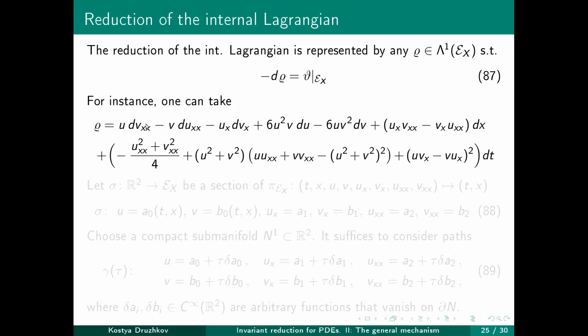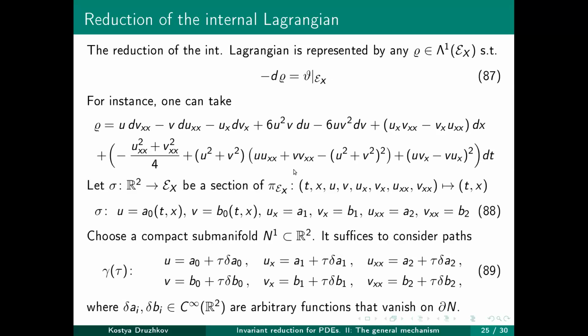And for instance, one can take this potential rho as a representative for the reduction of the internal Lagrangian. Let sigma be a section of our bundle for the invariant subsystem. Any smooth section of this form is given by 6 functions, right? Because fibers are 6-dimensional. So we have 6 functions here, functions of t and x. They are smooth functions, and choose a compact submanifold N1.